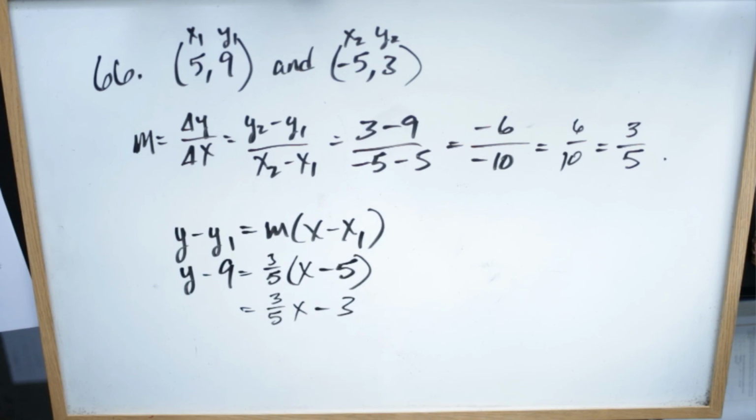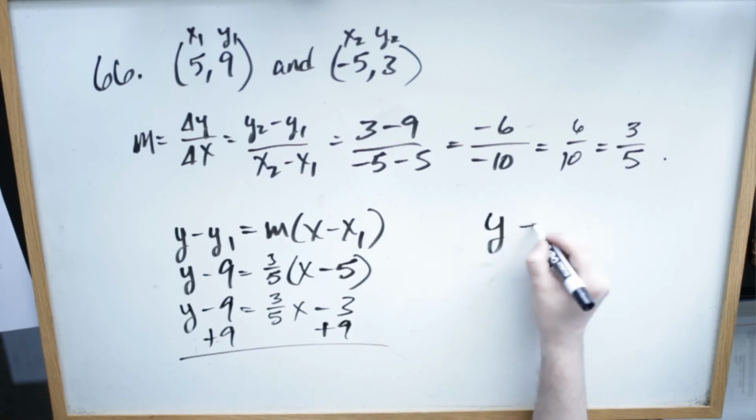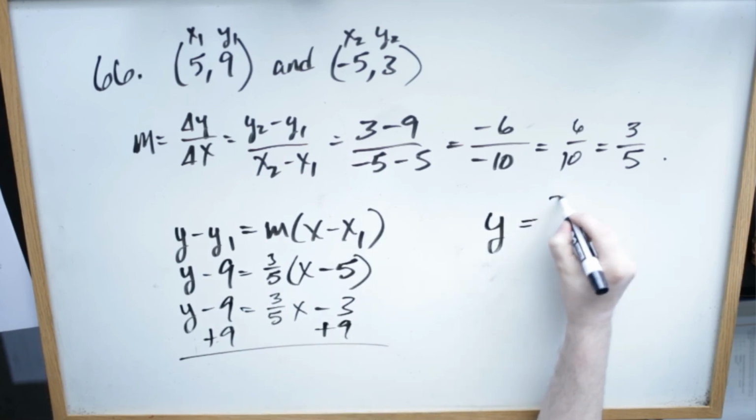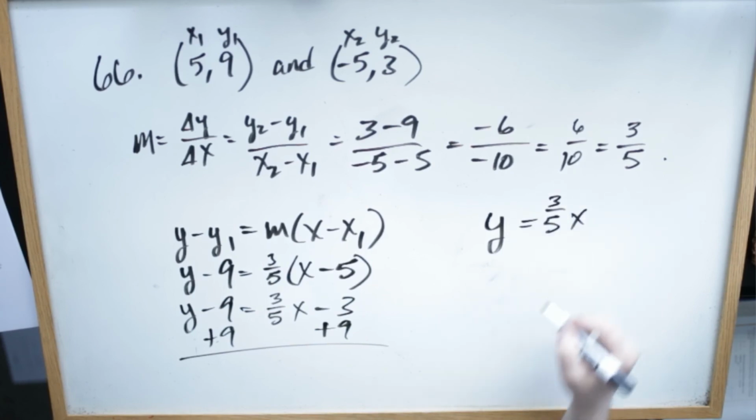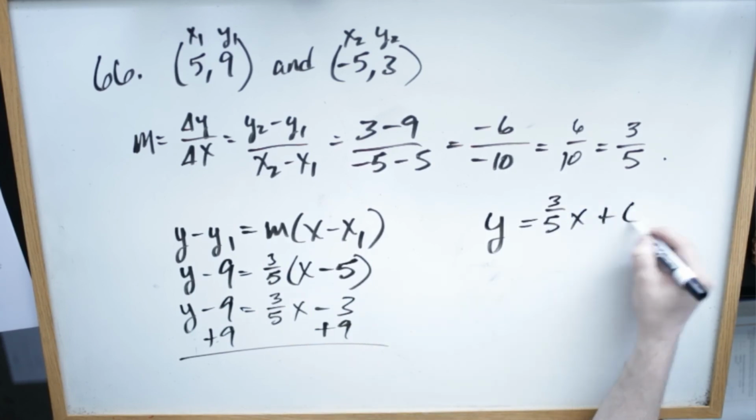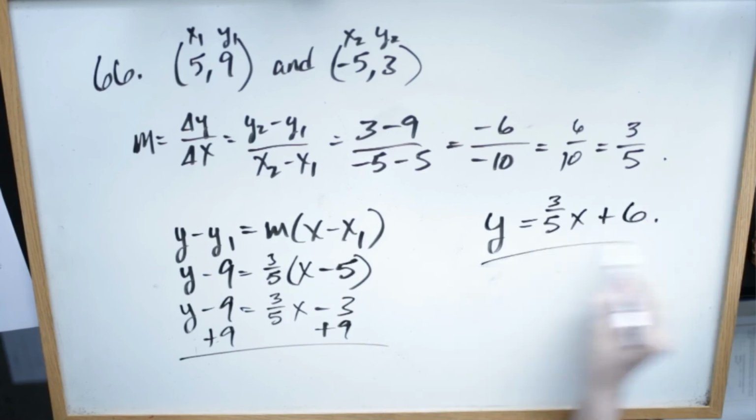Okay, so now what we've got is y minus 9 on this side. So we're going to add 9 to both sides. And what we're left with is y equals 3/5 times x minus 3 plus 9 is equal to a plus 6. Okay, and that is our final answer.